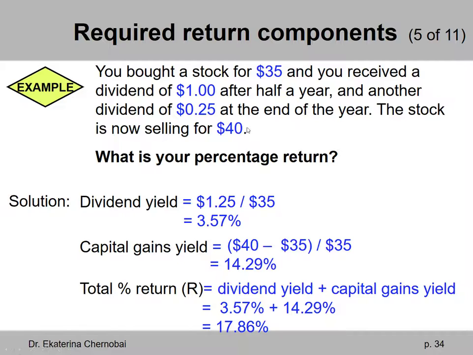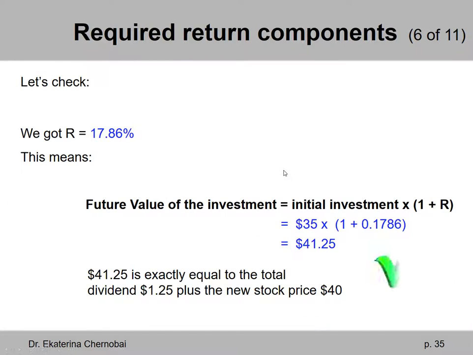Well, that's actually the new price that you get if you sell the share at the end of the year, $40, plus the dividend of $1, plus another dividend of 25 cents. These three numbers combined give exactly 41.25. So everything kind of comes together, right?